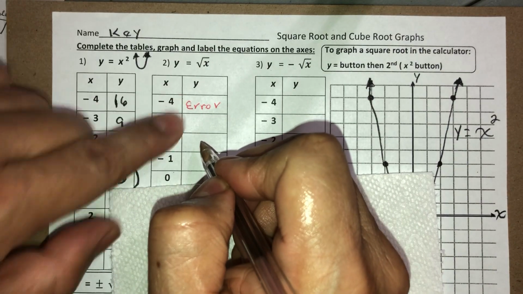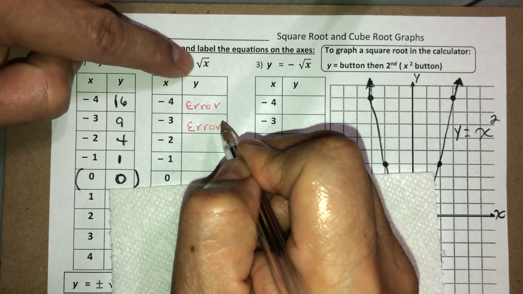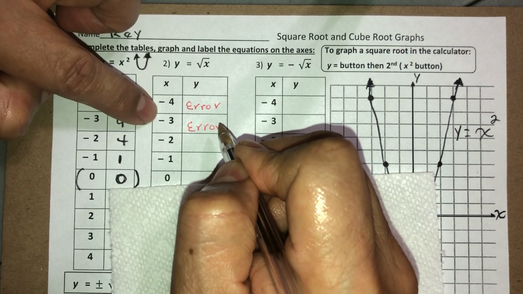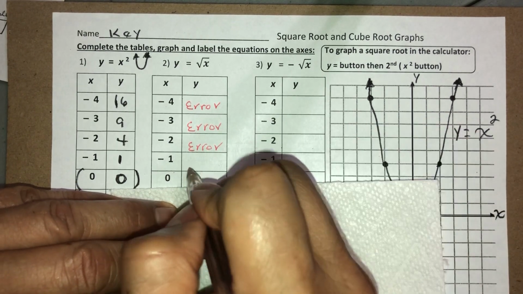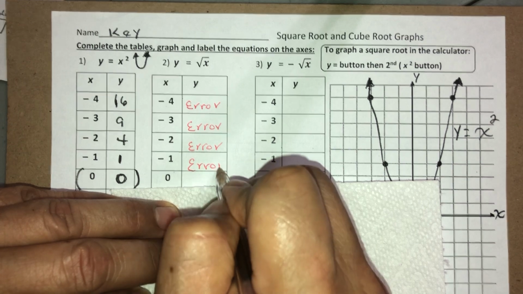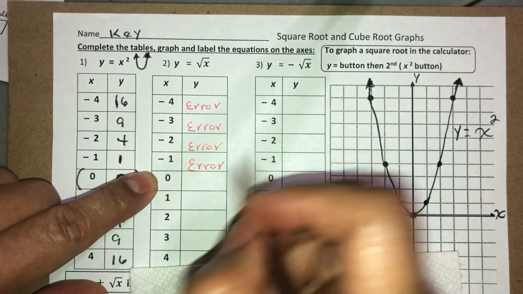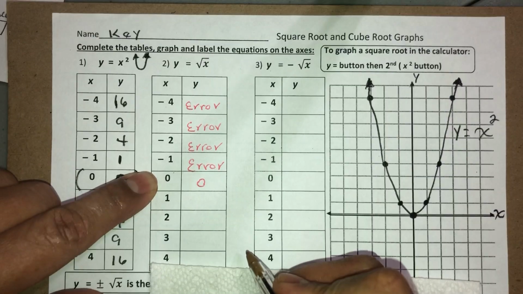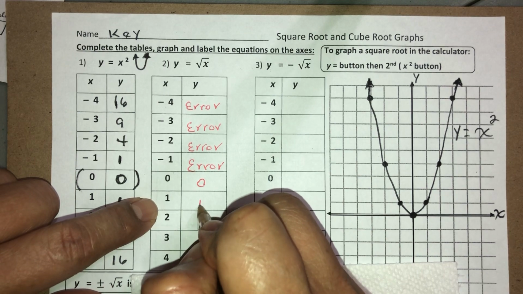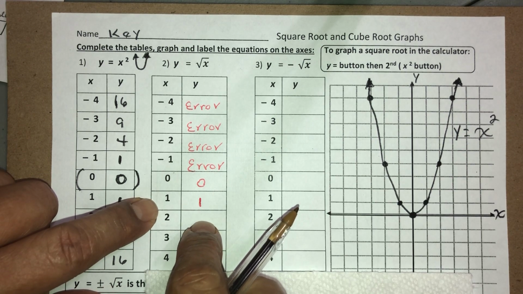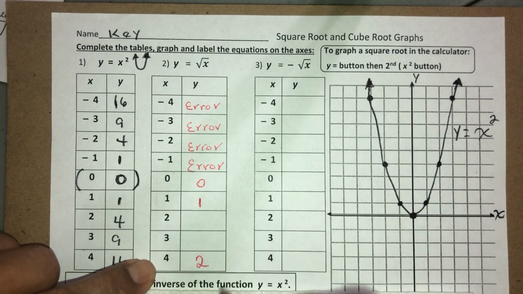So every time you see something negative, it's going to be an error because you cannot have radical -4, radical -3, radical -2. It's impossible, okay? So up to here is going to be an error. Now from here it's going to change because the square root of 0 is 0. The square root of 1 is 1. Now, these ones are going to be decimals, but the square root of 4 is 2.